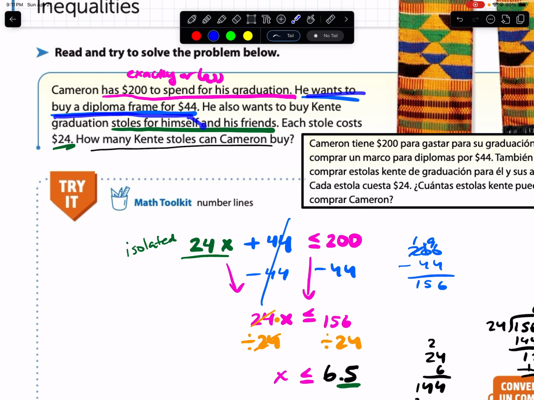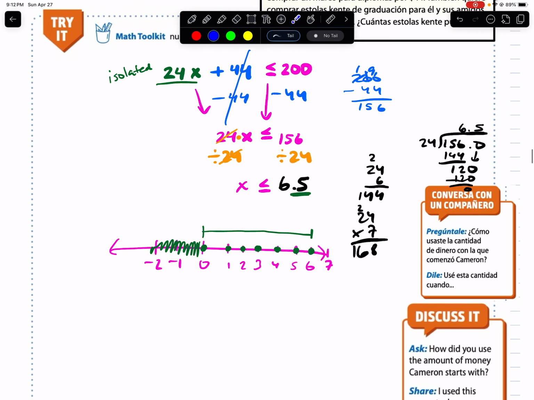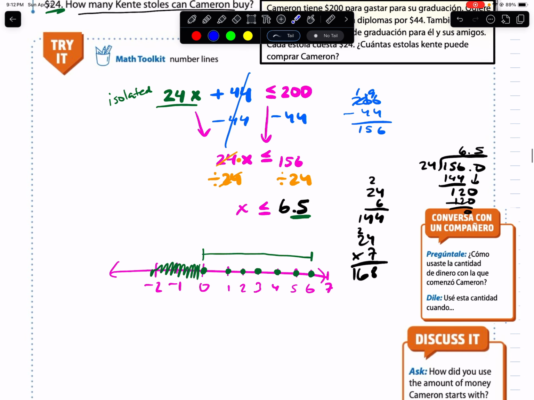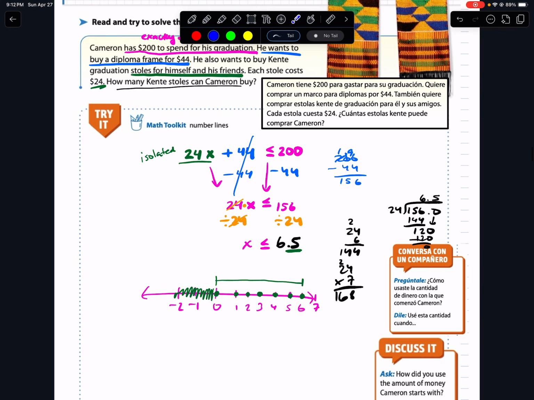He wants to buy a diploma frame for 44. That's where the 44 came from. Out of 200, he has to spend 44, so it's plus 44 with whatever he buys. He wants to buy these for himself and his friends. This sounds immediately like a variable. We don't know how many. And each stole costs 24. So however many he buys, each one costs 24. This is the inequality that's represented. Based on this, we discovered that all this together should equal 200 or less, and we slowly made that.